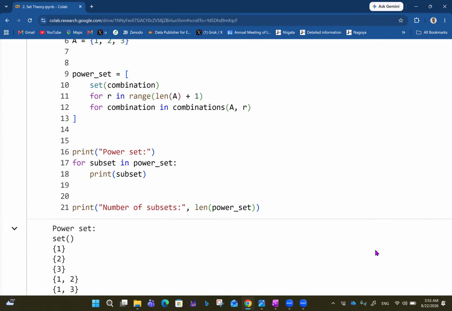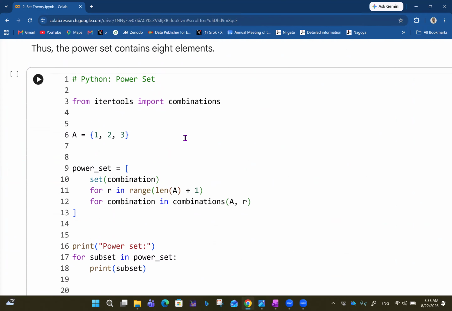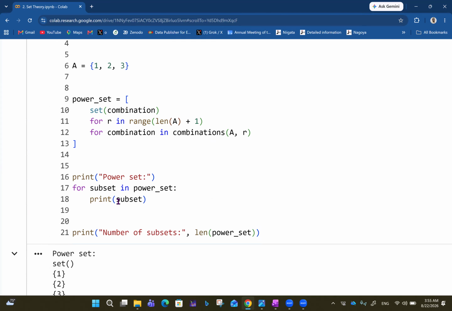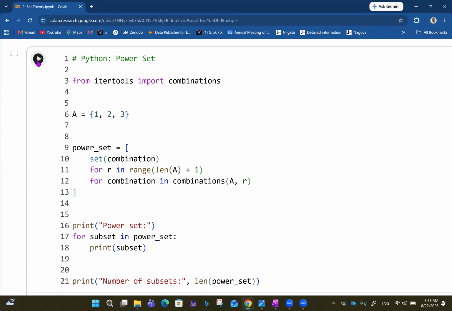We can actually do this using Python. From itertools, import combinations, so we have the possible combinations. A is 1, 2, 3. The power set is the set of all the combinations for r in range of the length of A plus 1, for combination in combinations A, r. Then you print the power set, for subsets in power set, print subsets, and print the number of subsets.